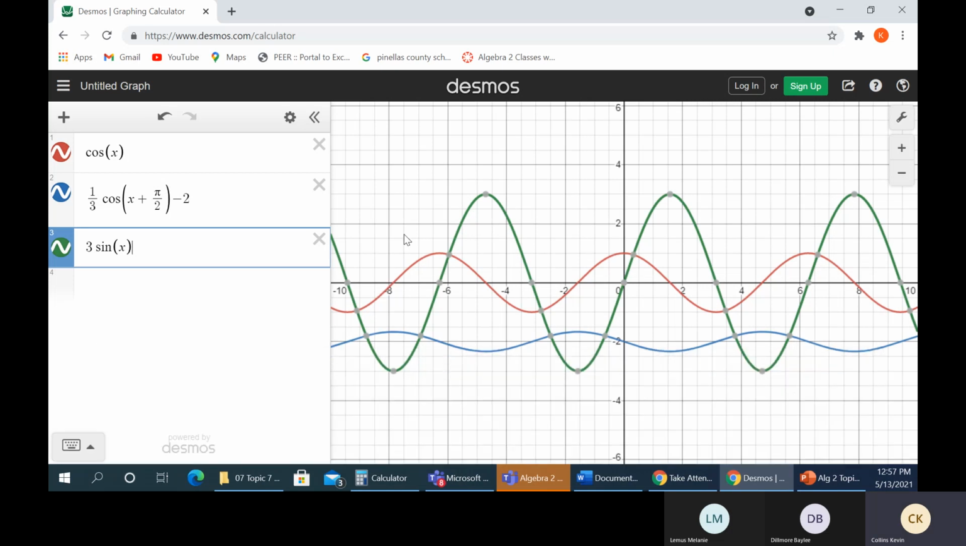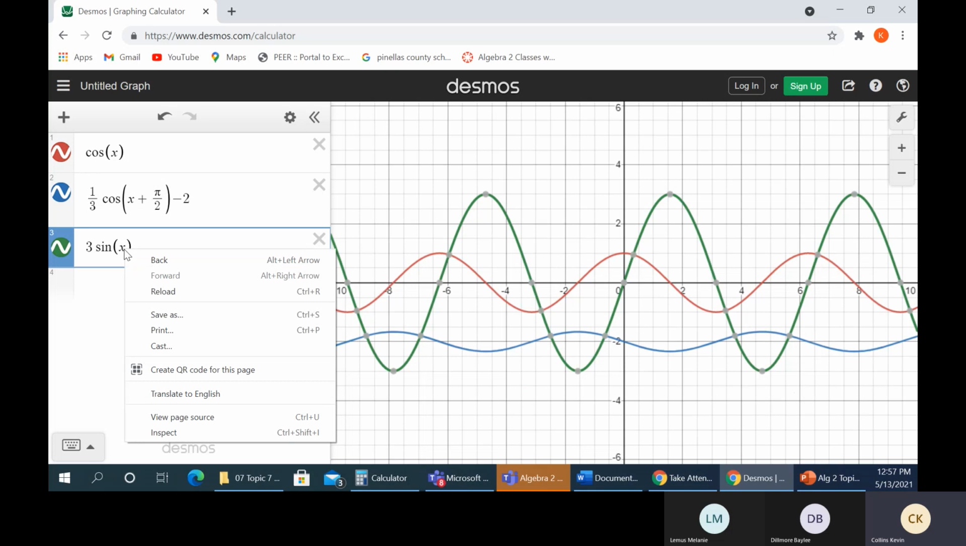So if you just had 3 sine x, that means we're bebopping between 3 and -3, so our high point is going to be 3, right? And our low point is going to be -3. Right? And the sine function starts at 0, goes up, then down, and then back to 0, 2 pi later. Okay? Cool.